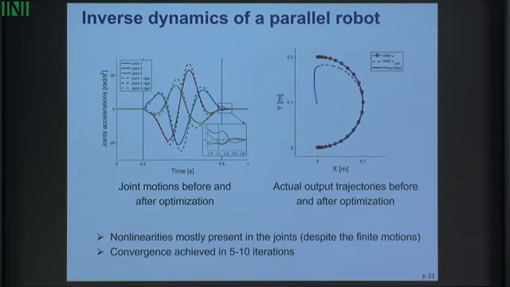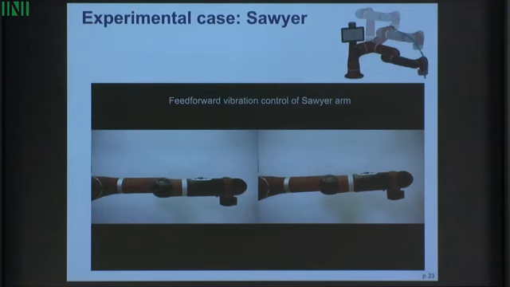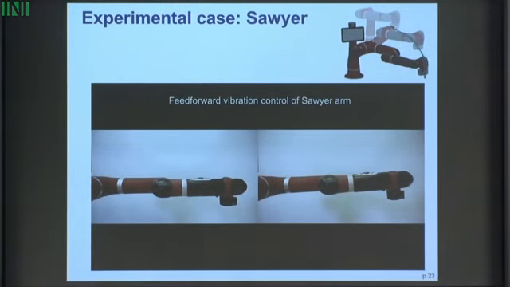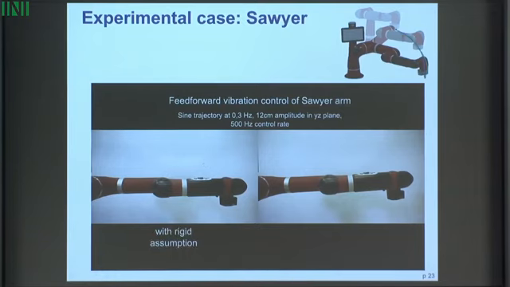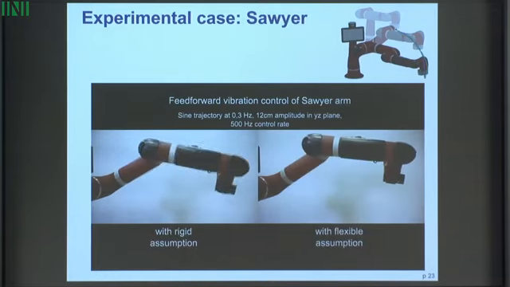And the convergence is done in a rather limited number of iterations. We also did some experiments on a robot that we have in our lab, just to show you that the method also works in practice. It's a cobot, a collaborative robot.